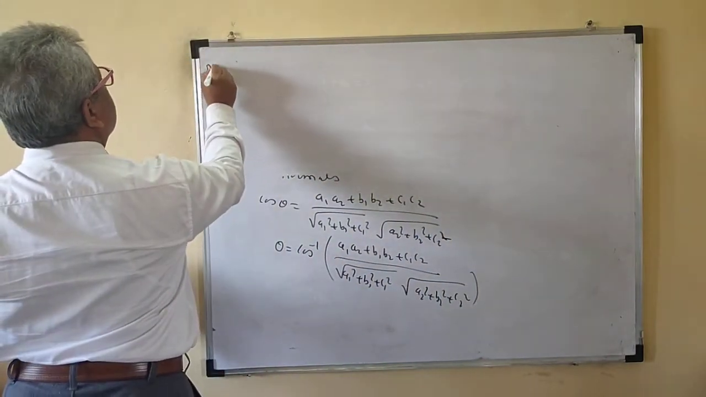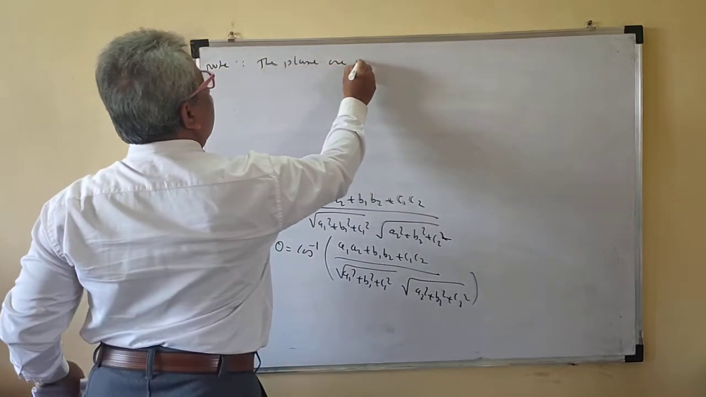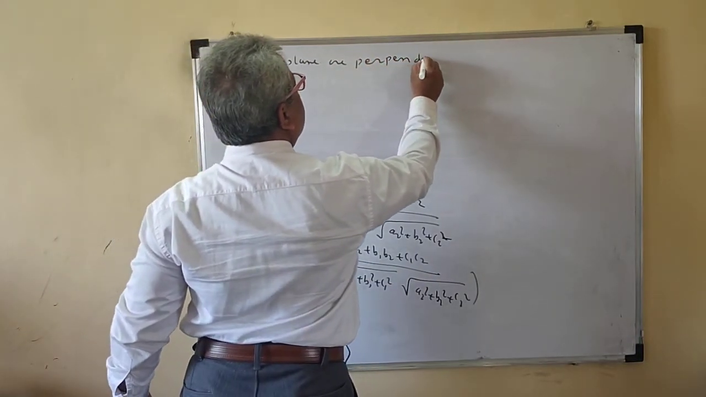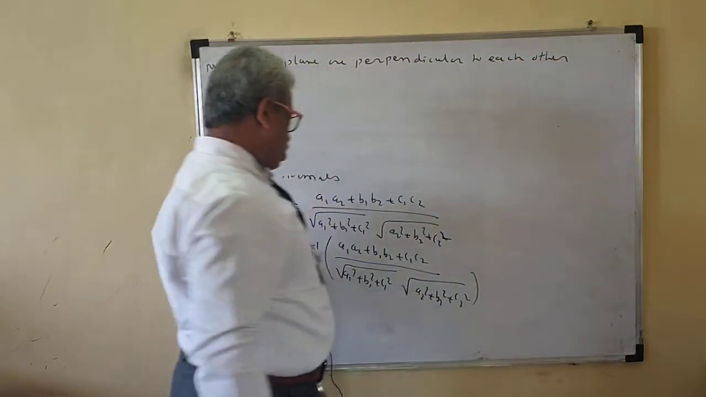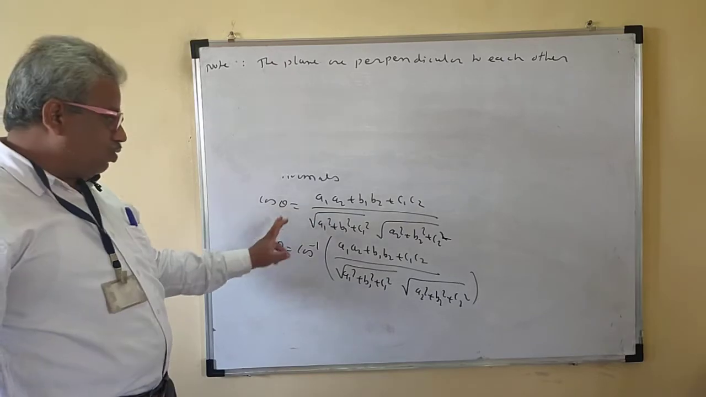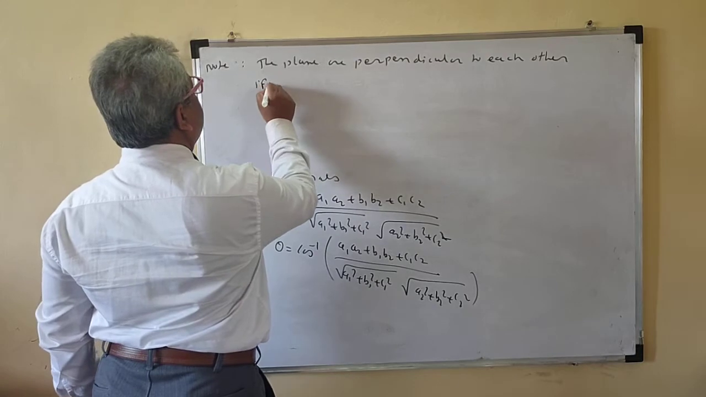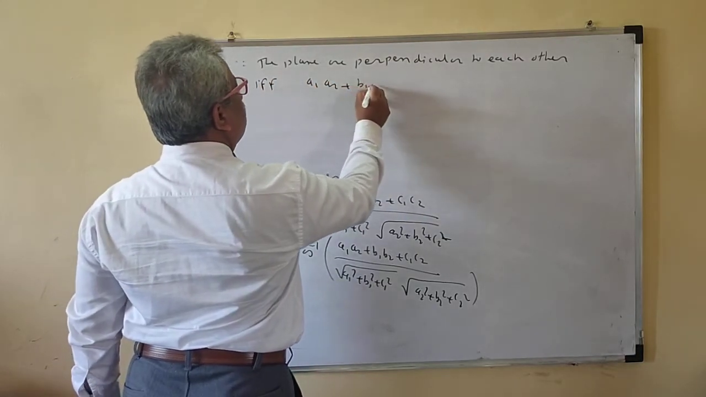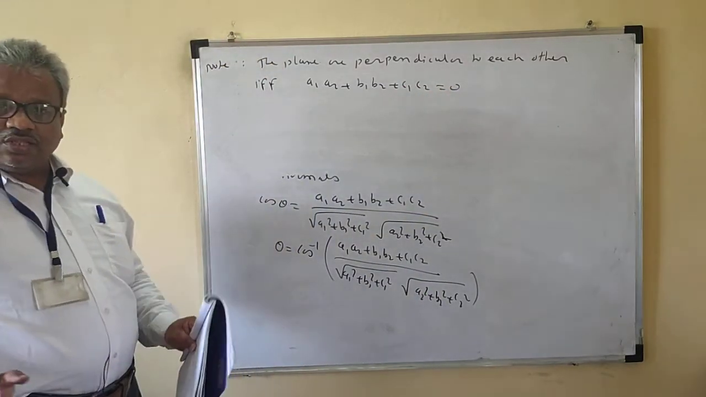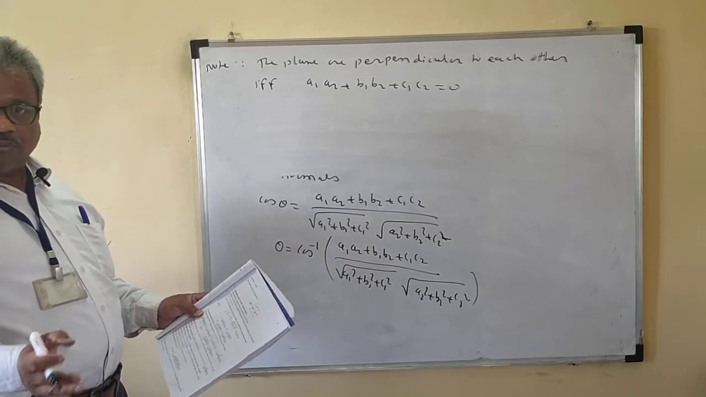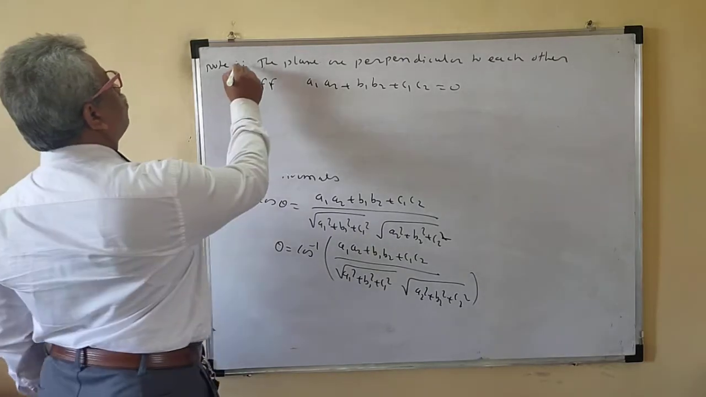Note: the planes are perpendicular to each other if cos theta is 0. So when cos theta is 0, the numerator is 0, that is, the planes are perpendicular to each other if and only if a1 a2 plus b1 b2 plus c1 c2 is equal to 0. So again the same thing here: the dot product of the coefficients of x, y, z is 0, then the planes are perpendicular to each other. So this is note 1.